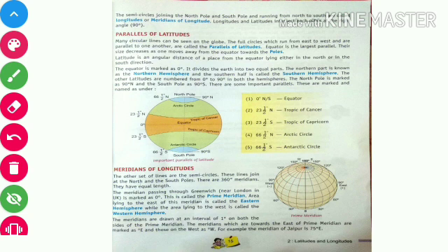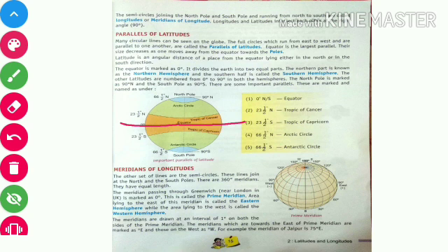Parallels of latitude. Many circular lines can be seen on the globe. The full circles which run from east to west and are parallel to one another are called parallels of latitude. These are the many circular lines seen on the globe and they are parallel to each other, called parallels of latitude. Equator is the largest parallel. You can see in the picture, equator. Equator is the largest parallel. The size decreases as one moves away from the equator.